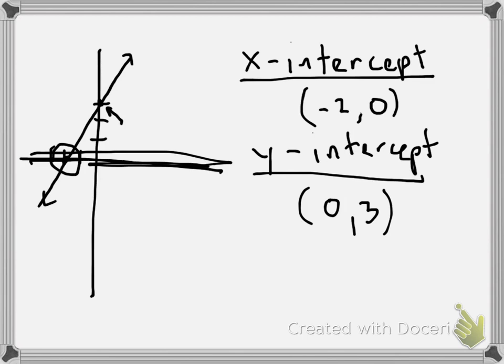I would always think about those facts. If you're thinking about the x-intercept, y is always going to be equal to 0. If you're thinking about the y-intercept, x is always going to equal 0. These are facts that you'll want to remember because they're going to be very helpful as we work with these intercepts in this lesson.